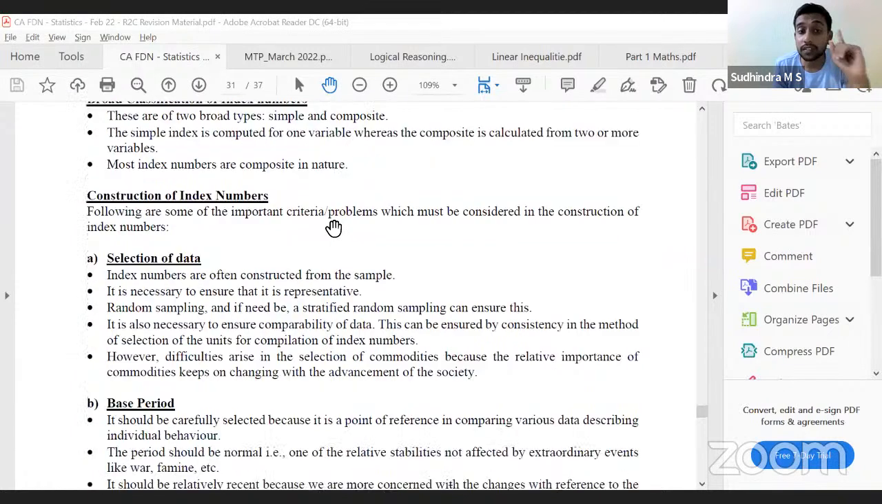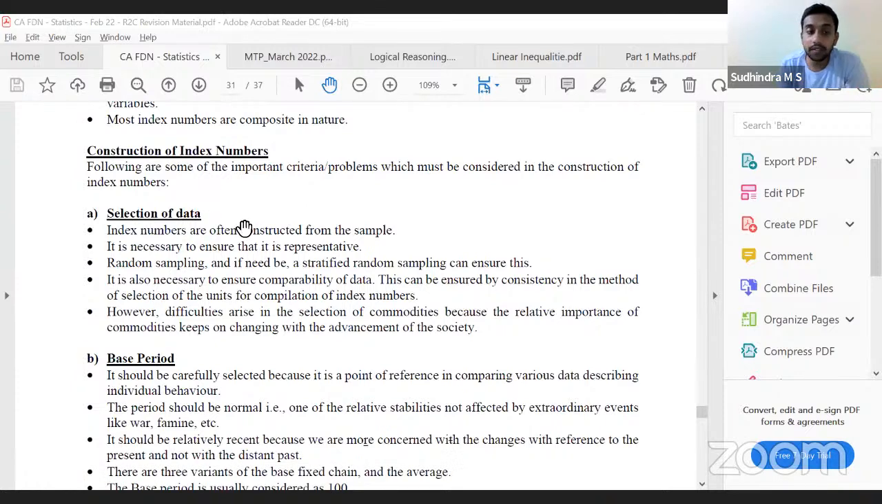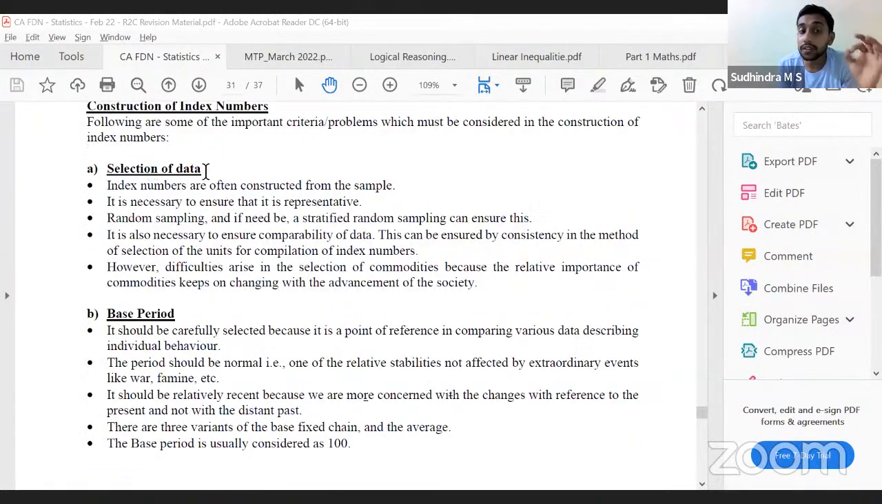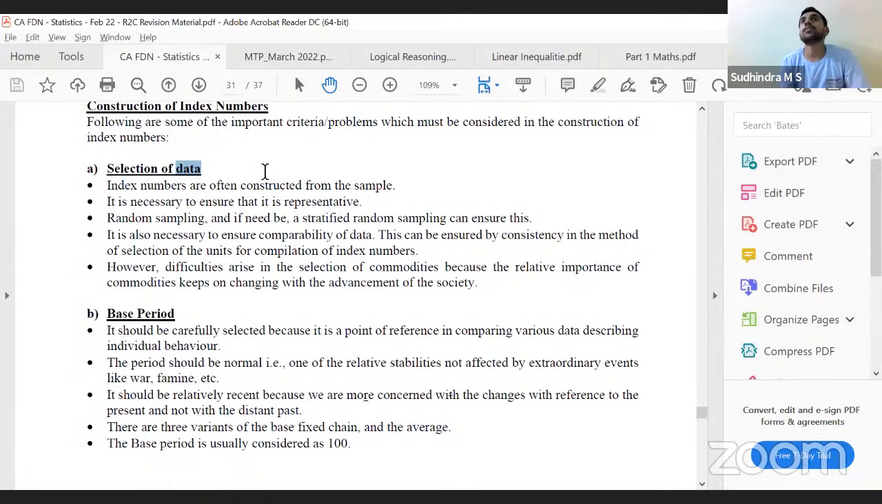For construction of index numbers, there are some important criteria that we have to consider. First one is selection of data. To calculate index numbers, we want data. So the data that we select should be appropriate. Obviously, when we are calculating the index number, we cannot consider all information with regard to that particular index. So we go with sampling. When we are going with sampling, random sampling techniques should be followed, preferably stratified random sampling. So it ensures that comparability of data is maintained.